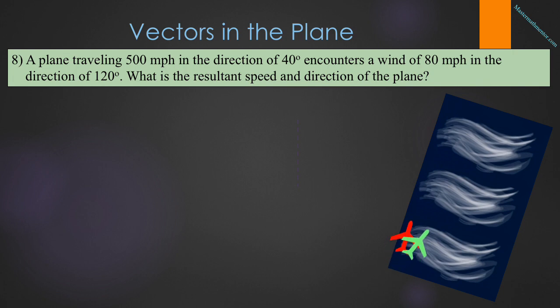Here's the situation. The plane is heading along the red line, and if there is no wind, that's where it would travel. However, there is a strong wind of 80 miles an hour blowing to the southeast, and it's pushing the plane off course. So rather than traveling along the red path, it will be traveling along the green path.